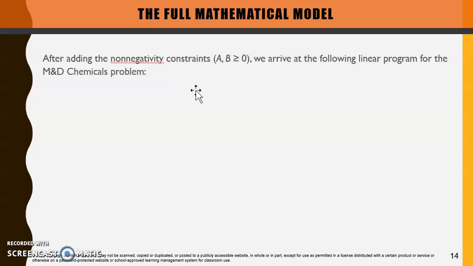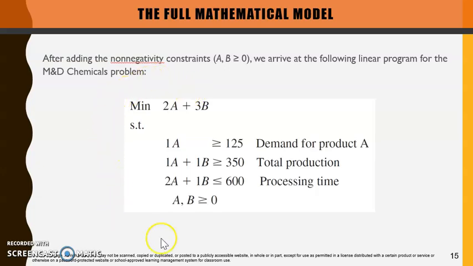Okay, the full mathematical model. Try to write it yourself and check the answer with the one that comes immediately next. Here you can see the full mathematical model of the example that we just did and discussed together. The first difference that you noticed between this problem and the previous one that we did is the fact that in the previous example it was a maximizing problem, but here it is a minimizing problem.